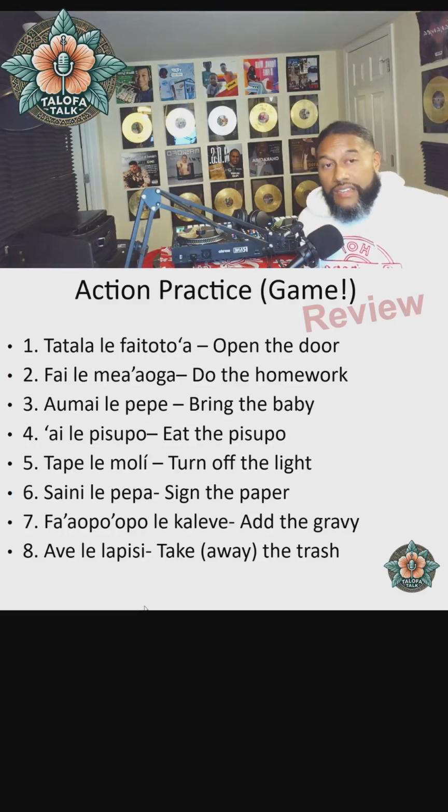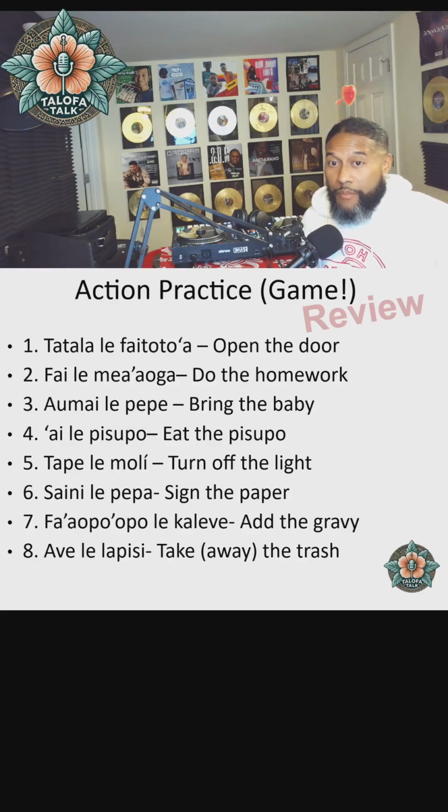I'm going fast because, like it says up there, this is our review. So you can repeat after me if you like. 'Tatala le faitotoa', open the door. Again, we have the verb, or action word, open, and then the door. Okay, 'fai le mea aoga'. Some of these words are hard for me to say slowly, so I'm going to try to say them slowly as best as I can. 'Fai le mea aoga'. Do the homework. Fai is do, le is the, mea aoga is homework.